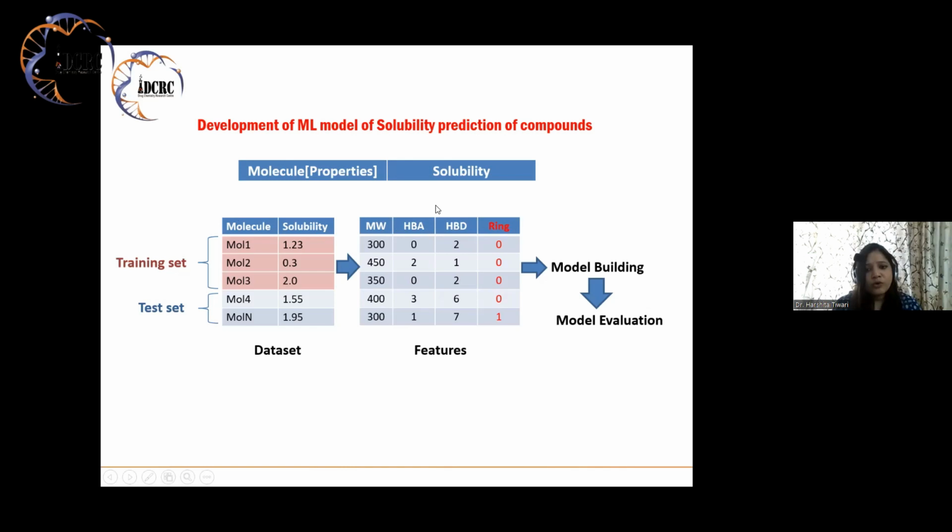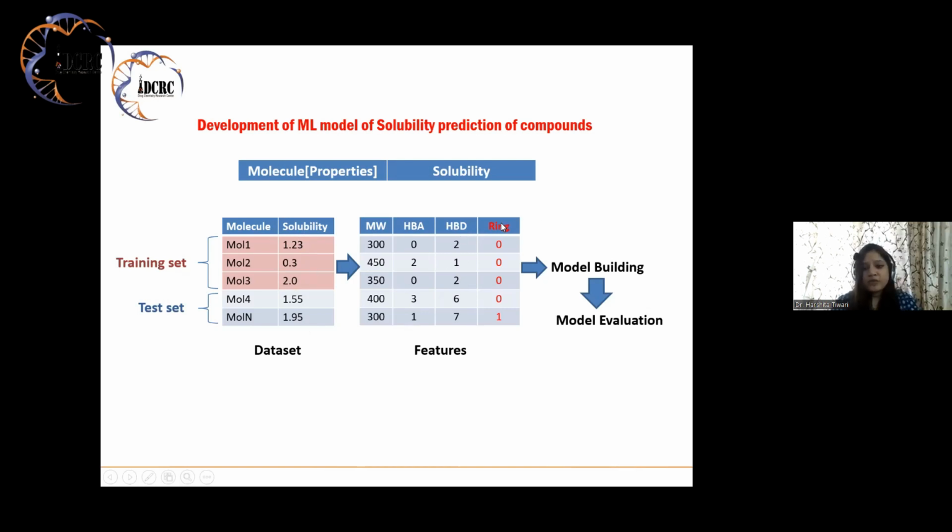As you can see, for molecule number 1, the molecular weight is 300. For molecule number 2, the molecular weight is 450, and so on. You can see that the solubility profile of these molecules is also changing as the molecular weight is changing. Similarly, the solubility value of the molecules is also changing as the hydrogen bond acceptors are changing. Same in the case of the hydrogen bond donor.